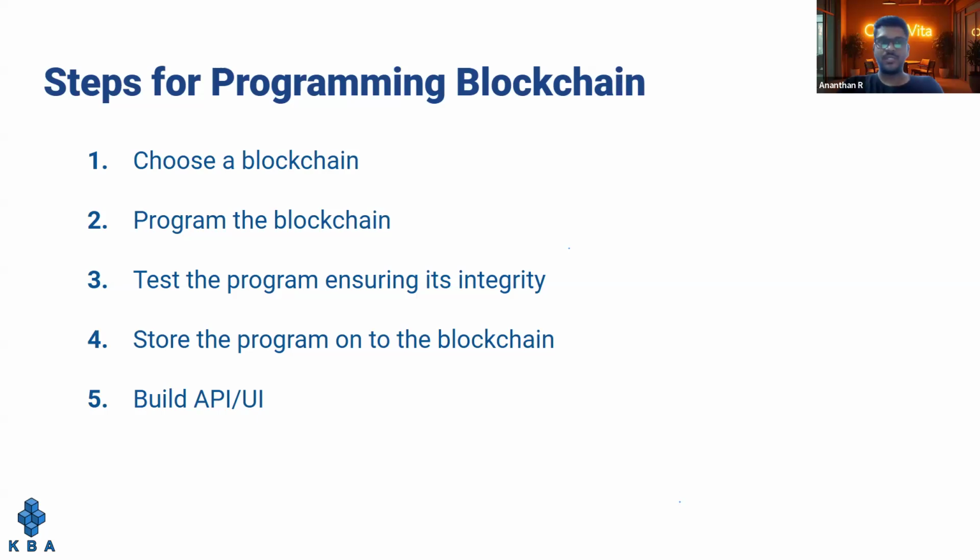So you simply choose a blockchain. Each blockchain will have their own programming methods, programmability and languages, and based on that we choose the blockchain, as they will have their own pros and cons. Then you program the blockchain, you write your smart contract, that's what we call the program. Once you have written the smart contract, you test it extensively, and then you store it onto the blockchain ecosystem. And then you build an interface for people to access that.